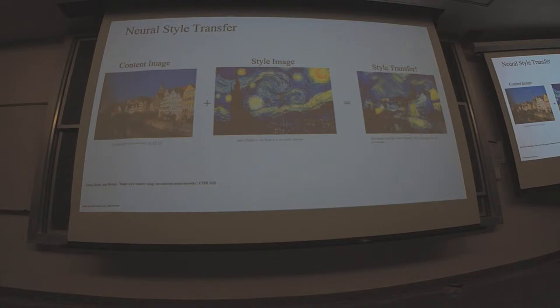So what you're doing is you're generating a new image by minimizing the reconstruction loss of the content image, because that's what you're trying to reproduce. And then you minimize the difference between the gram matrices when you're applying the style. So you have these two objective functions that you're trying to minimize.